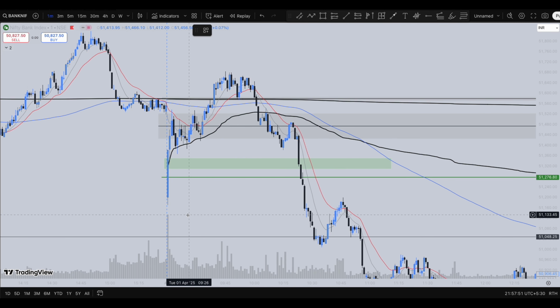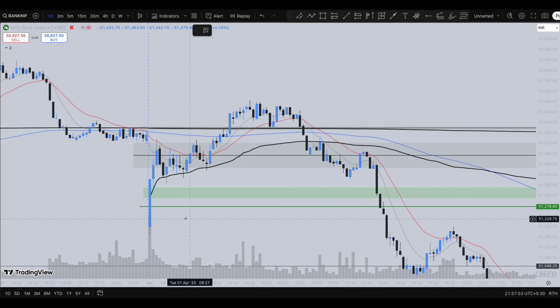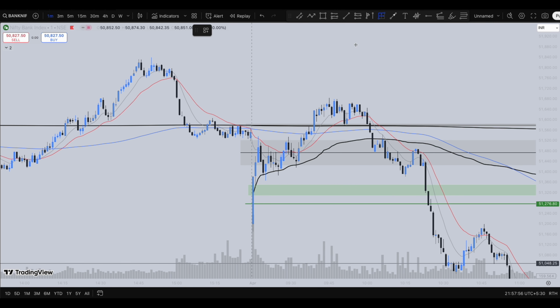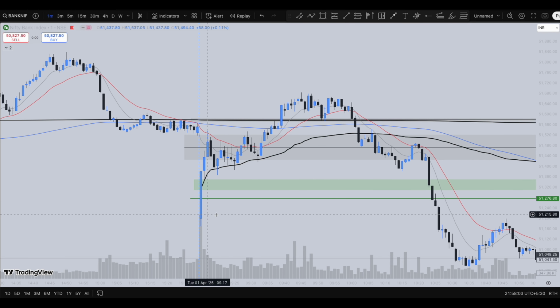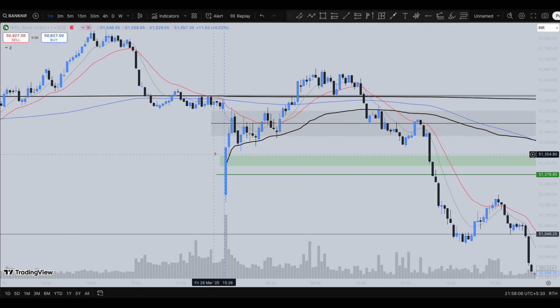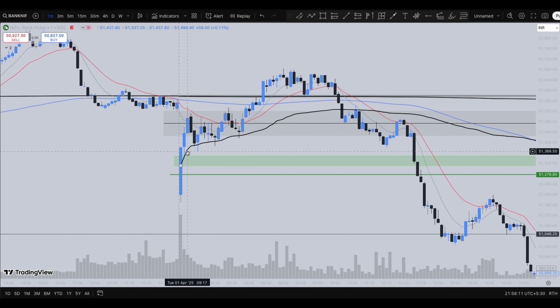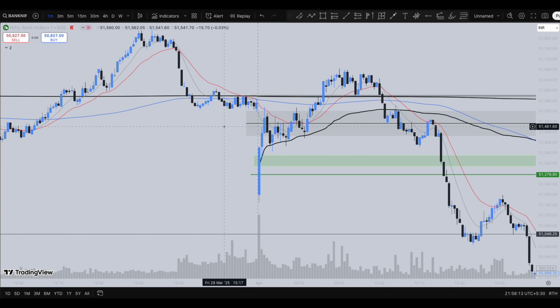Let's look into Bank Nifty trade analysis, guys. In Bank Nifty, you can see the market gapped down aggressively, a 320 points gap down, which is a huge gap down. But as soon as the market gapped down, you can see the market showed some kind of bullish sentiment and clearly rallied towards the upside.